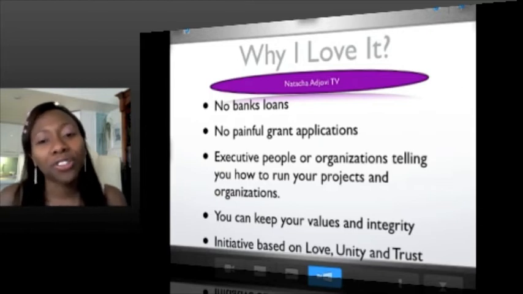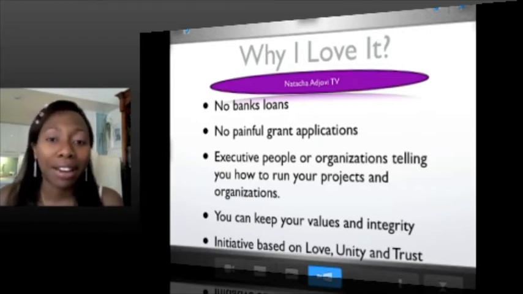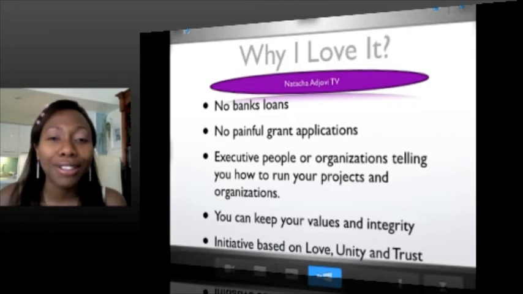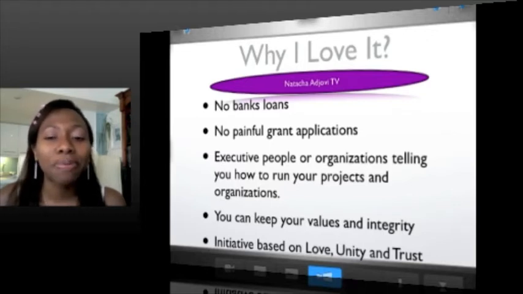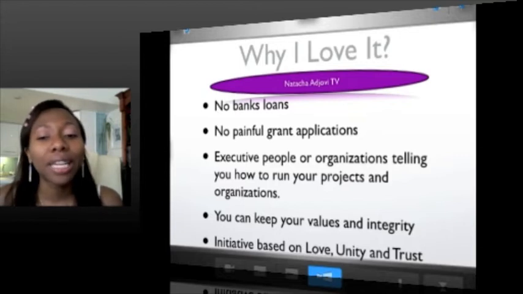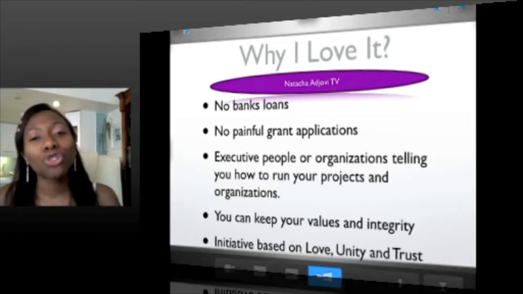Why do I love crowdfunding? First of all, it means that you don't need any bank loans. You don't need to go through any painful grant application. I work with lots of different third sector organizations, charities, local group communities, and trust me, grant application is extremely painful. Also, with crowdfunding, you will have no executive people or organization telling you how to run your project or your corporation. And the best thing of all is you can keep your values and your integrity. And also it's an initiative based on love, trust, and unity.